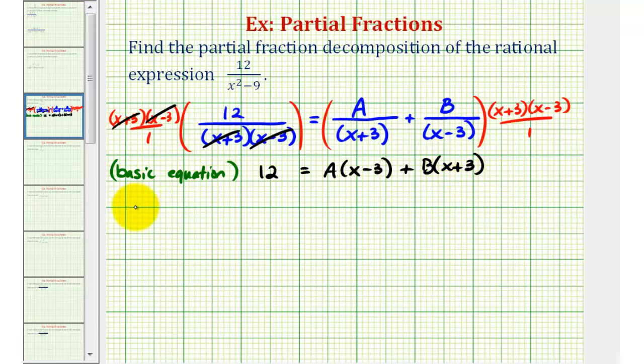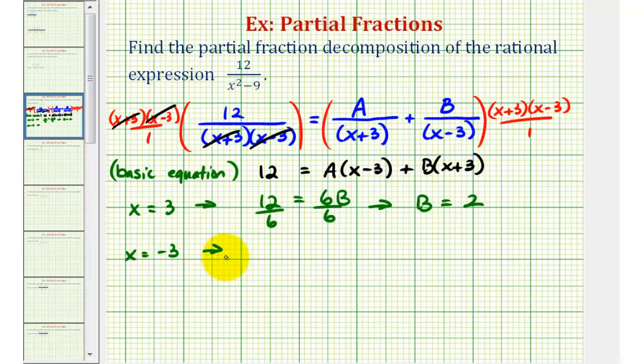For example, if we select x equals 3 and perform substitution, that would give us the equation 12 equals, well, if x is equal to 3, we would have a times 0, which is equal to 0. So this is eliminated, so we have b times the quantity 3 plus 3, which would be 6b. Divide both sides by 6. We know that b must equal positive 2. The other convenient value of x would be the value that makes x plus 3 equal to 0, which would be x equals negative 3.